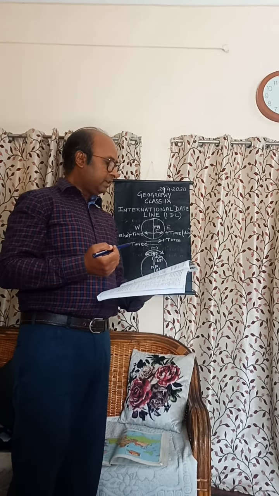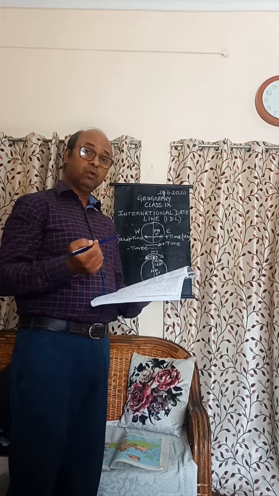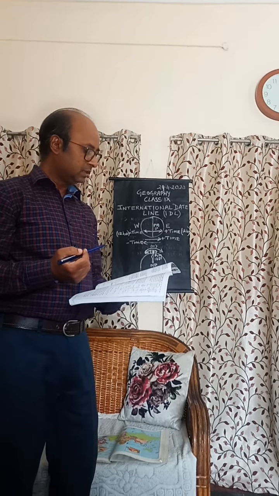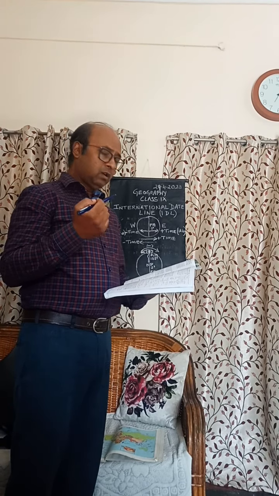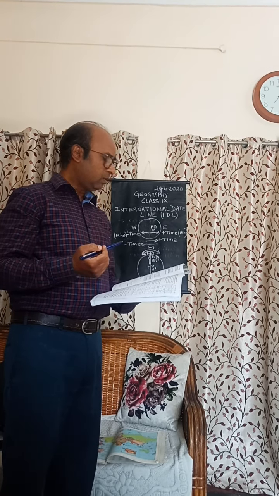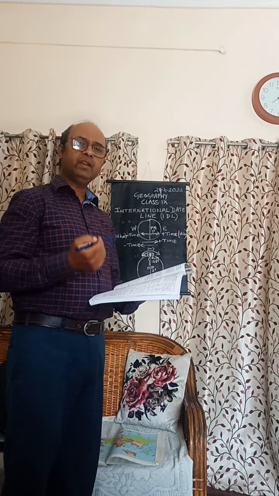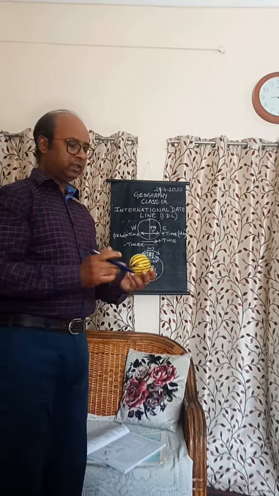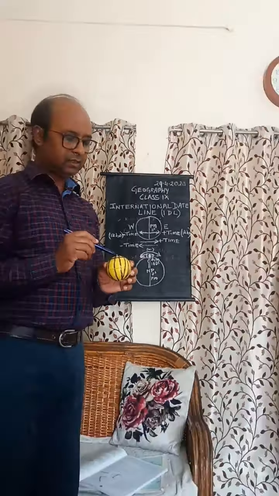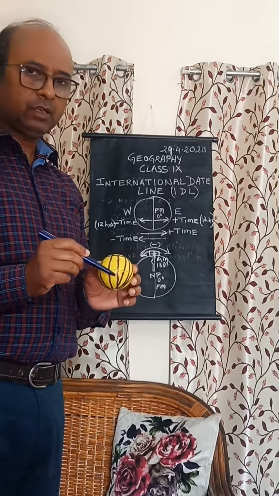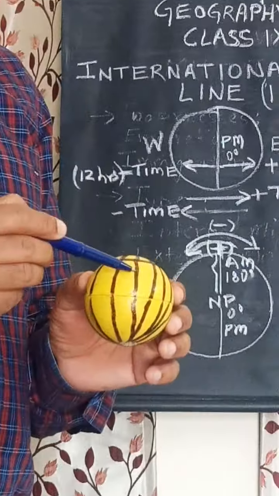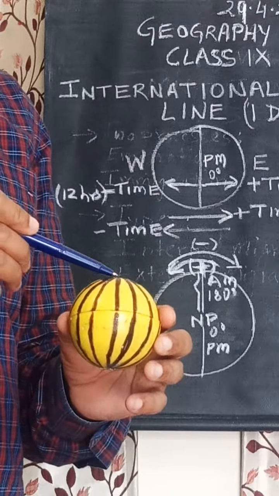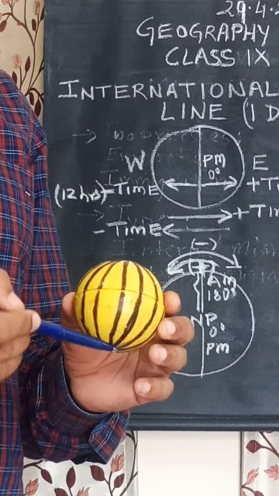Now, this line runs from the North Pole to the South Pole through the Pacific Ocean. It roughly coincides with the 180-degree meridian. Now where is the 180-degree meridian? I have this ball with me. Just think this is the prime meridian, which is the 0-degree meridian. Opposite to this, on the other side of the world, we have the 180-degree meridian.